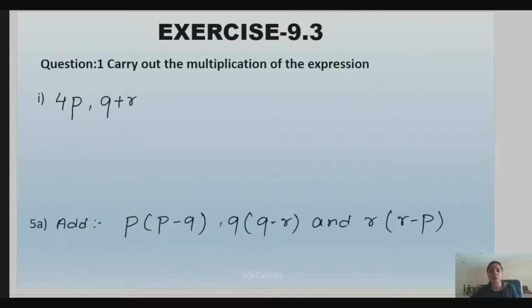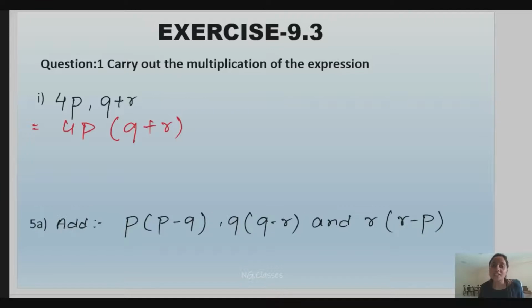Now our next question we will do. Here we have to do the multiplication of monomial with binomial. So just see carefully, the first polynomial is a monomial and the second polynomial is a binomial. We have to do the multiplication of these two. So the product is equal to 4p multiplied with q plus r, this total. Okay.